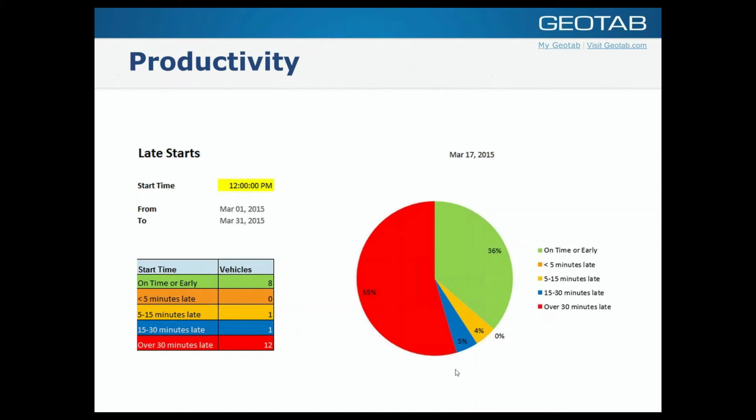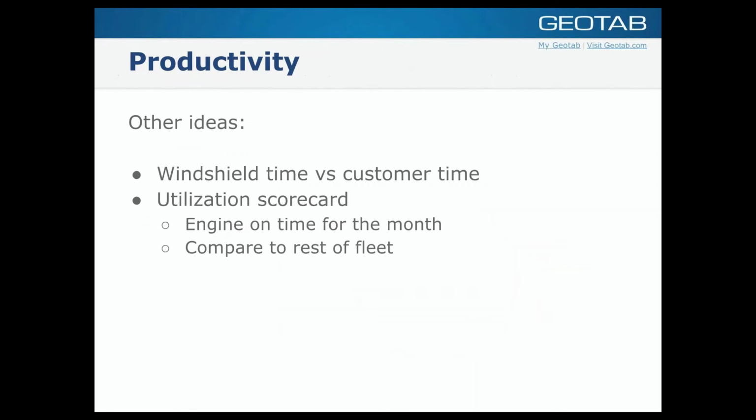So we're looking at the pie chart here. We can see that this fleet, majority of the fleet, was actually over 30 minutes late for this time period. And you can run it for whichever time period you want, daily, weekly, monthly, all the options that we have in the system. So this is just one way to score on productivity. There's definitely other ways that we can do it.